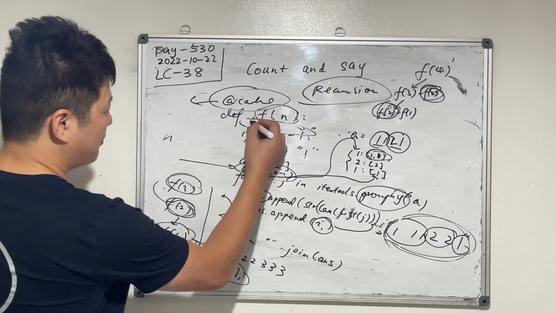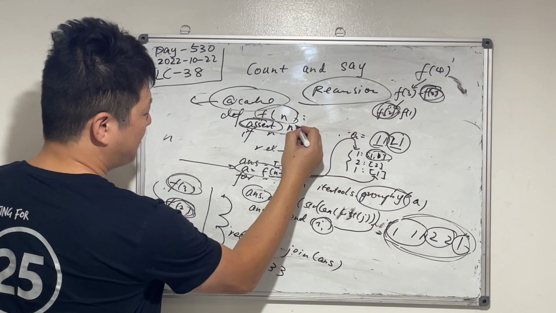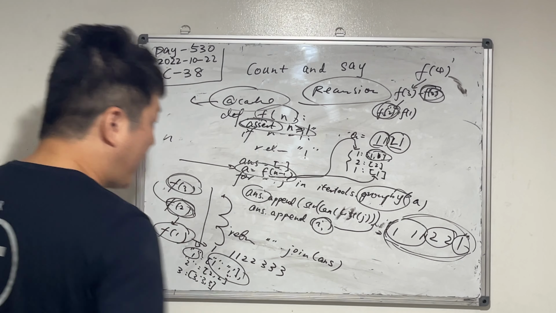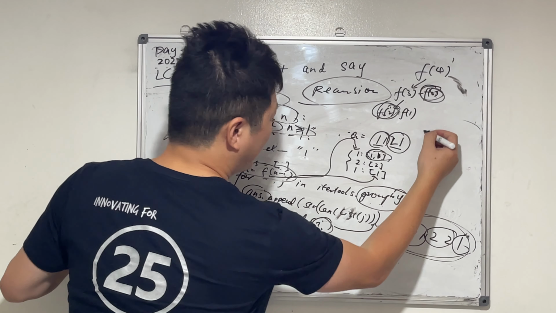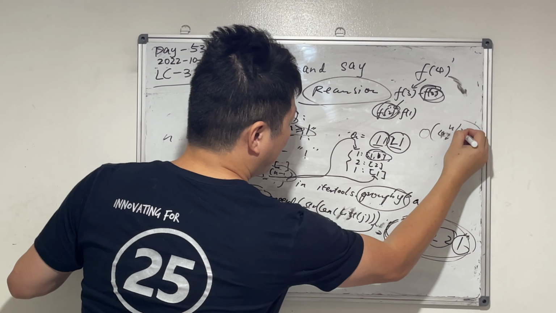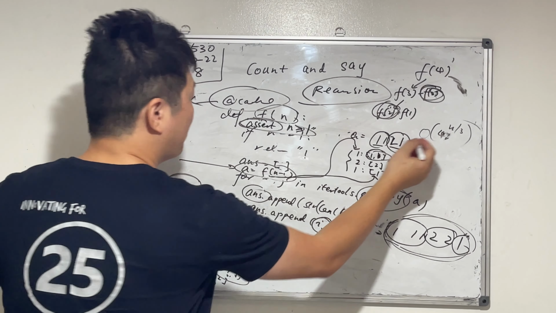Another way is we can just put an assert here. We just double check n is bigger than or equal to 1. Okay, assert n >= 1. The time complexity and space complexity, this is a bit complicated. It's O(4 to the power of n divided by 3). Okay, we're not going into details today because it's too complicated.